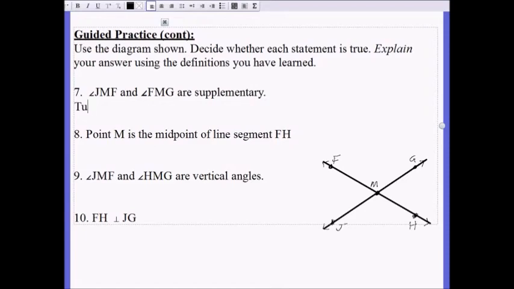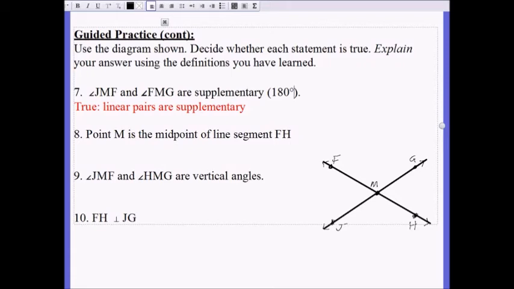And we're saying that it's true. Why are we saying it's true? Because of linear pairs, a straight line. A straight line is 180 degrees, so we can say that linear pairs are supplementary. Remember, supplementary means 180 degrees. And linear pairs are supplementary because straight lines are 180 degrees.